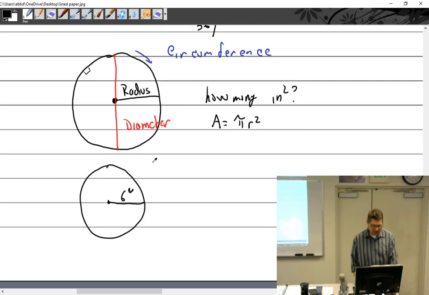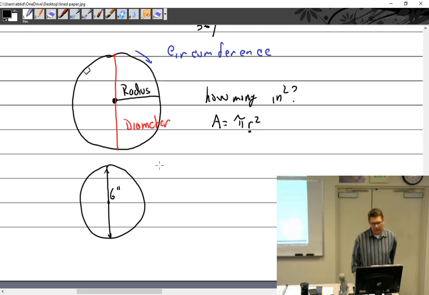Actually, I take that back. Let me go back to what I would have done. I wasn't thinking here. I would have said, that right there is 6 inches. What did I just tell you is 6 inches? The diameter. What do you need to know? The radius. So how do I get the radius out of the diameter? Half. It's half.